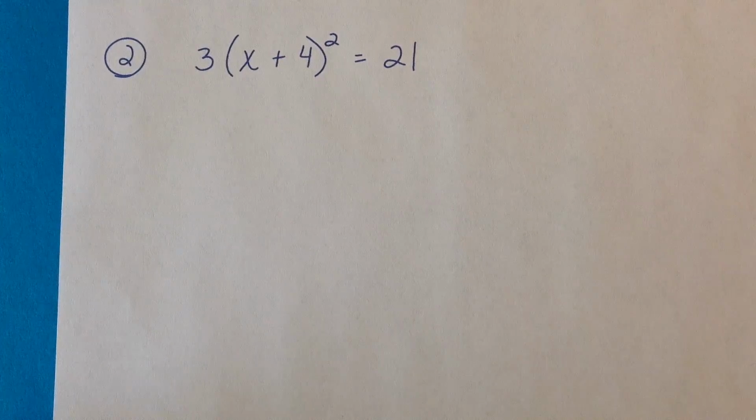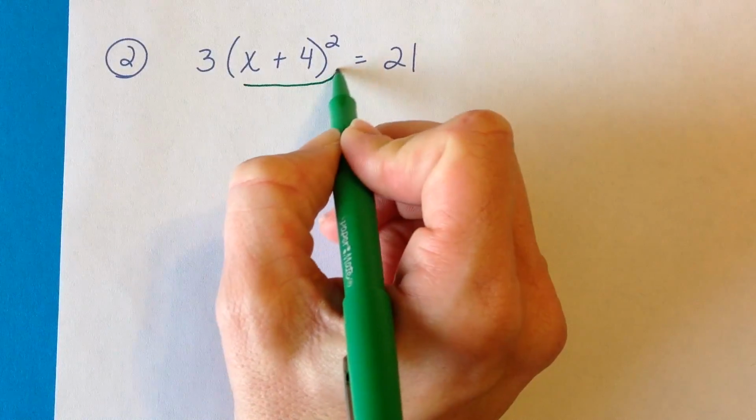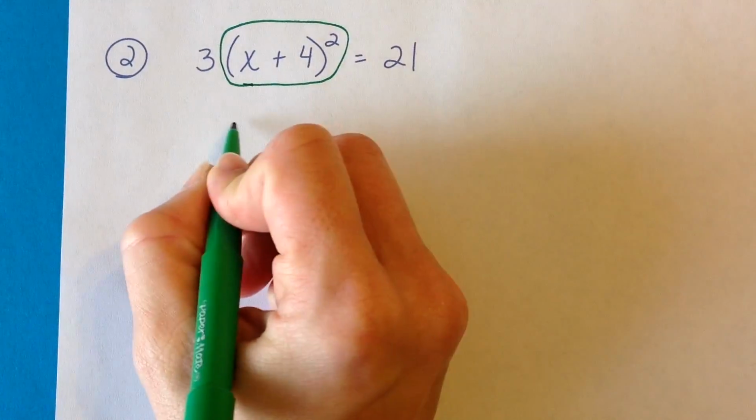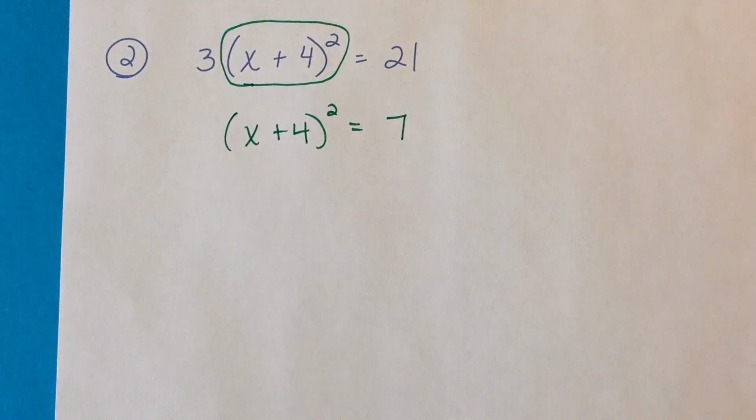Okay, next one. Now this time, what I have that is squared is not just x. So what I have squared this time is actually this set of parentheses, this binomial. So like I said, whatever it is that's squared, whether it's a binomial as you have here, or whether it's just an x like you saw a second ago, you need to have it on one side by itself. So in order to get that part that I've circled by itself, you're going to have to divide both sides by 3. So that will leave me with x plus 4 squared is equal to 7.